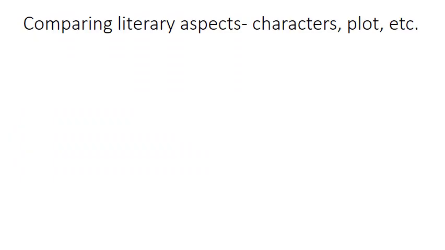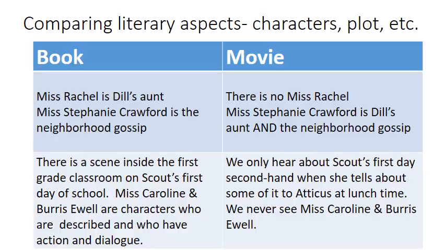We compared literary elements in our prior movie analysis. For example, we looked at the characters in the book. Miss Rachel is Dill's aunt. Miss Stephanie Crawford is the neighborhood gossip. However, in the movie, they combined these two characters. There is no Miss Rachel. Instead, Miss Stephanie Crawford is Dill's aunt and the neighborhood gossip.